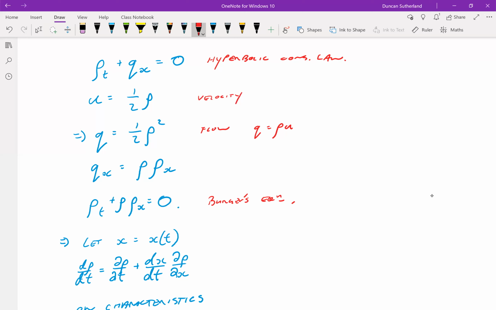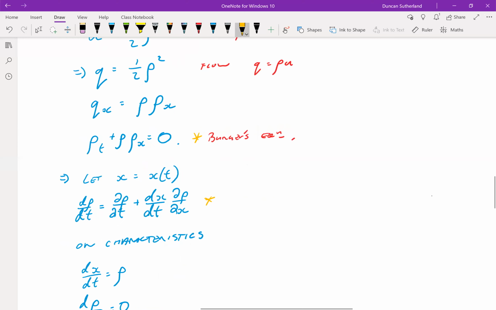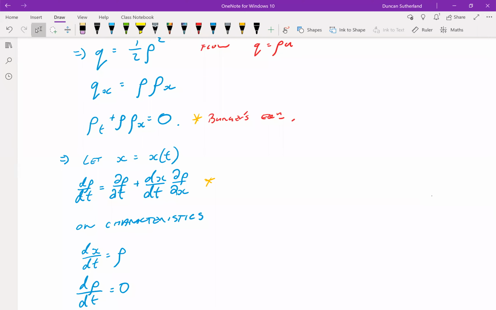It's a first order quasi-linear PDE, so it's amenable to characteristics. We parameterize space in terms of time, these characteristic curves, x as a function of t, and we use our chain rule to work out the total derivative of rho with respect to t. Now, by comparing this chain rule result to our PDE, we observe that we've got two ODEs.